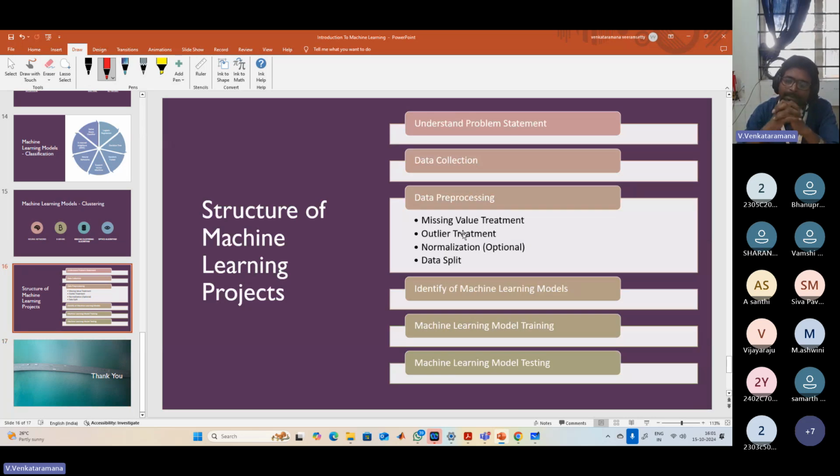Data pre-processing means, majorly we are focusing on these four parts. I'm not saying that only these four; many other data pre-processing steps are also available, but majorly we are focusing on these. One is the missing value treatment. The second is the outlier treatment. The third is normalization. And the fourth is the data split. Okay, so what is the missing value treatment? What does missing value treatment mean?